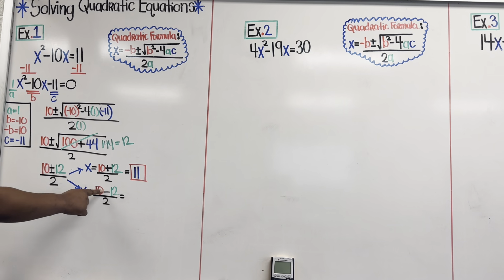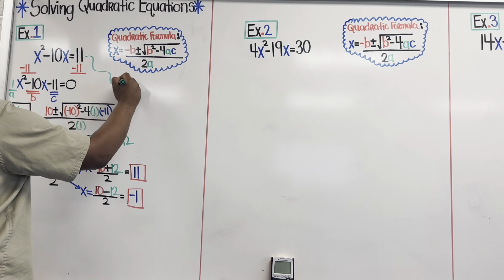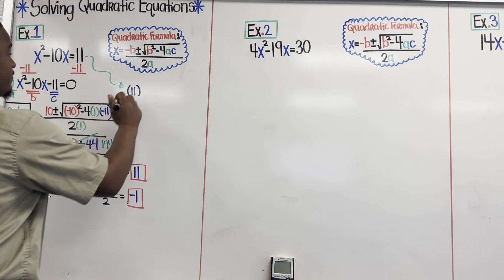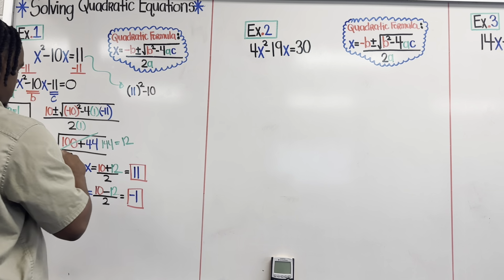Now, to prove that these two values are the true values of x, I'm going to plug in one of them into the actual equation. Let's just try 11. If 11 works, then negative 1 will work. So if x is 11, I'm going to have 11 squared minus 10 times 11 equals 11, plugging the value in from the original equation.